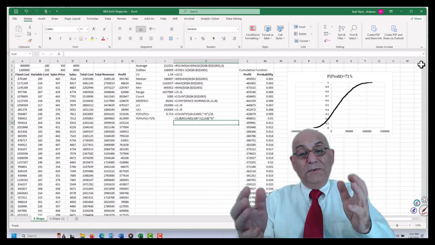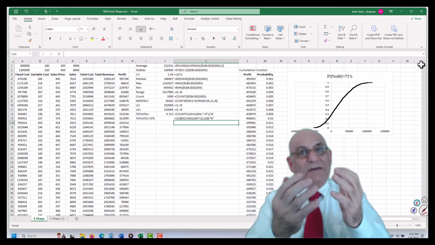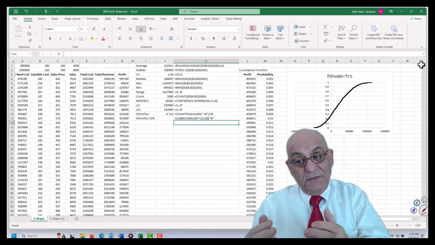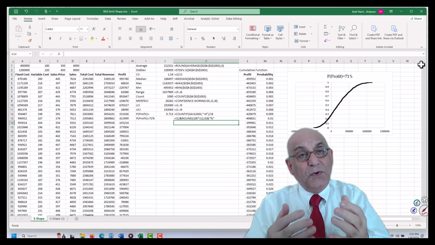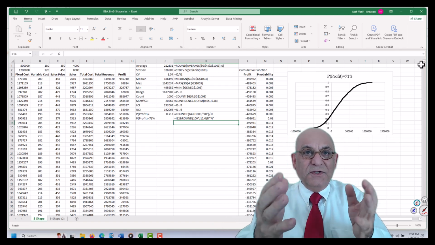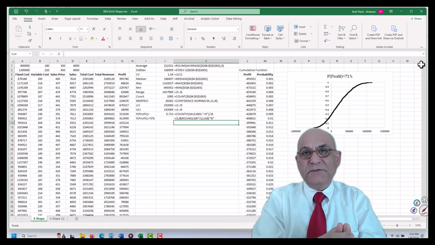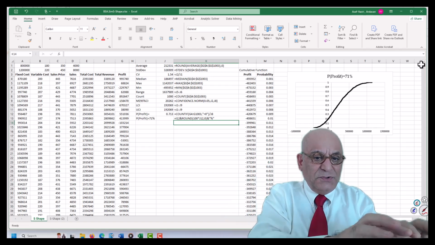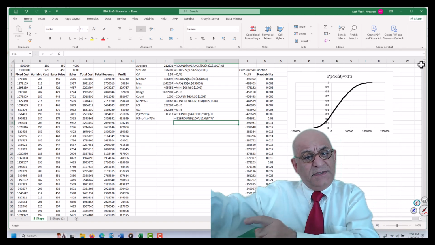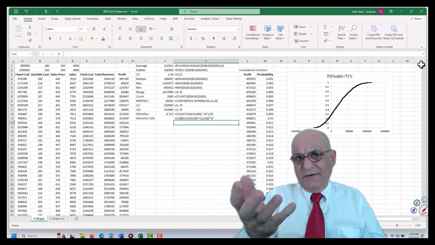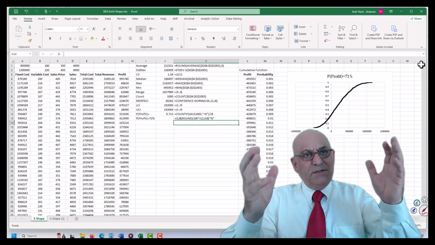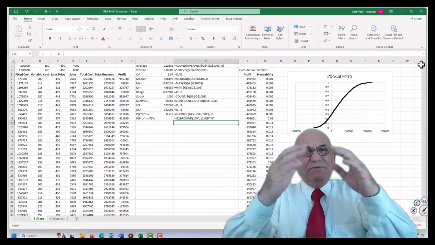So now, instead of just having one number, this break-even point, we can provide more information for the person who wants to make the decision. In my next talk, I will go through the same data, but instead of an S-shaped curve, I will create a histogram, and I fit a normal distribution.